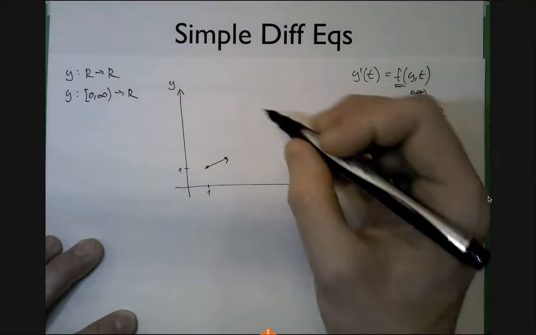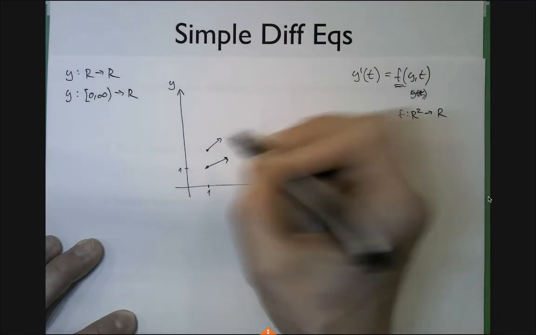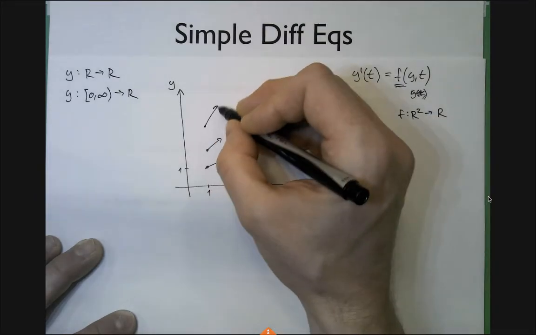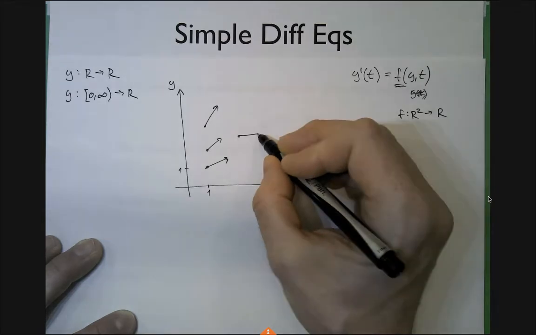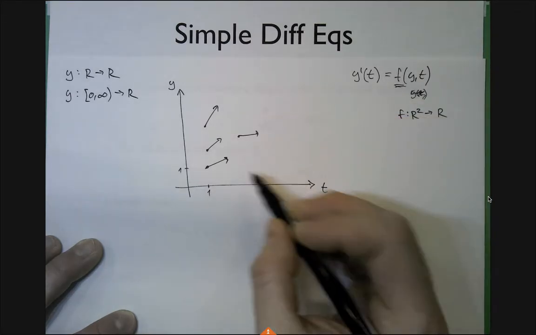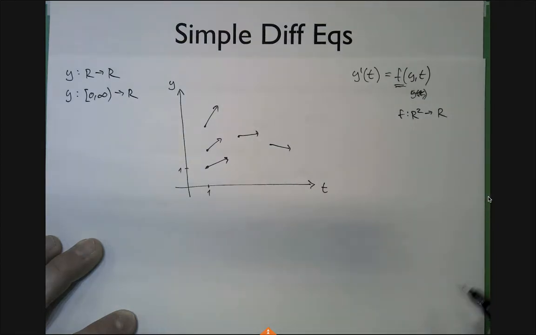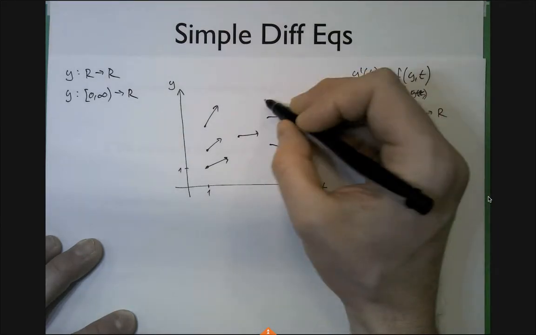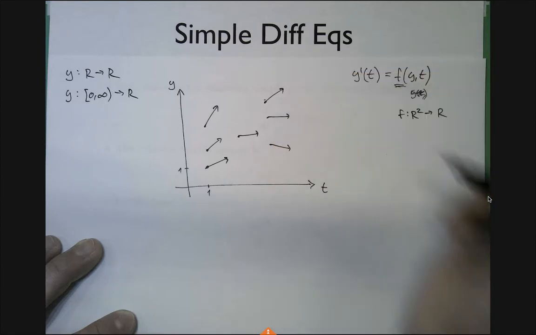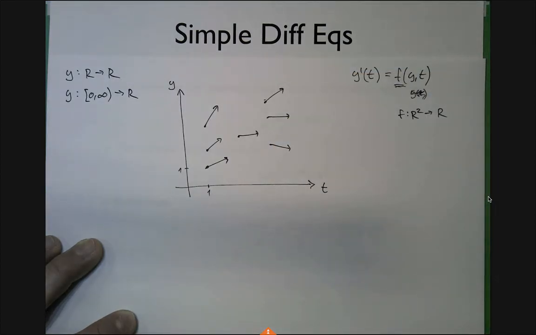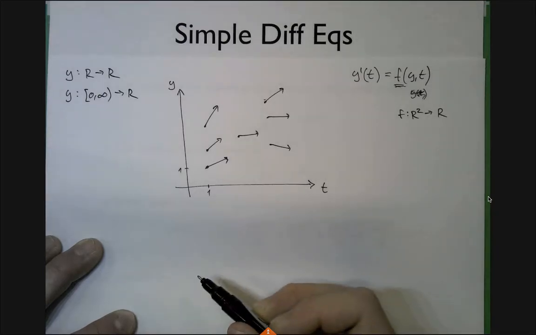If I look somewhere else, then I might get some different derivative, right? Here maybe I'll get a derivative like this. Maybe here I will get a derivative like this. Every point in this plane will get a derivative through the function f, okay? That's the idea of a differential equation, okay? And then solving the differential equation means that somebody gives you an initial condition.